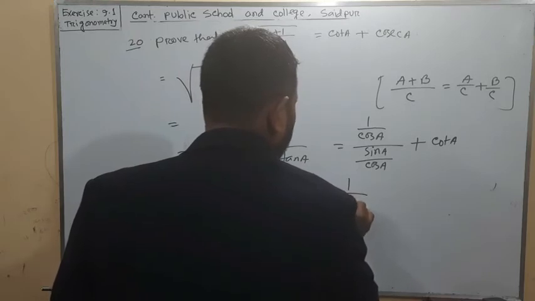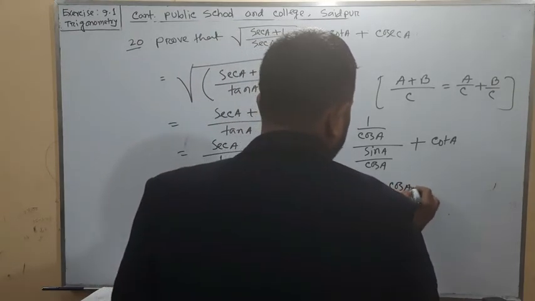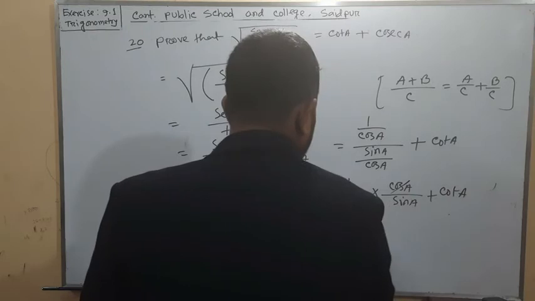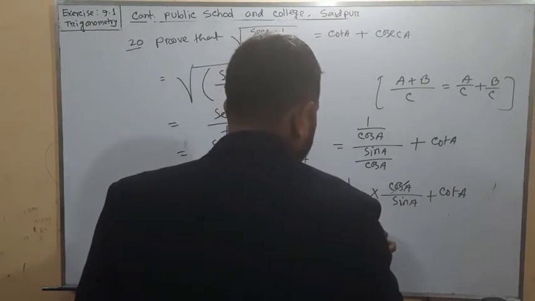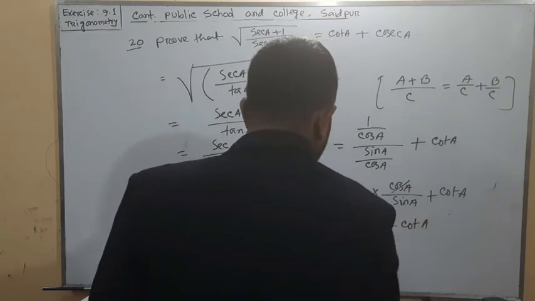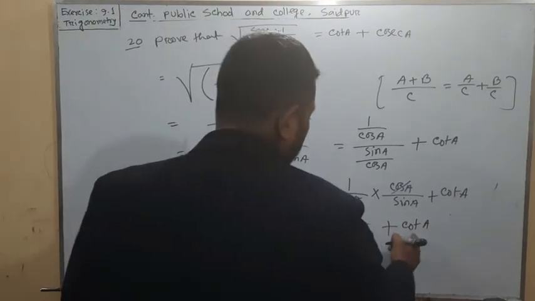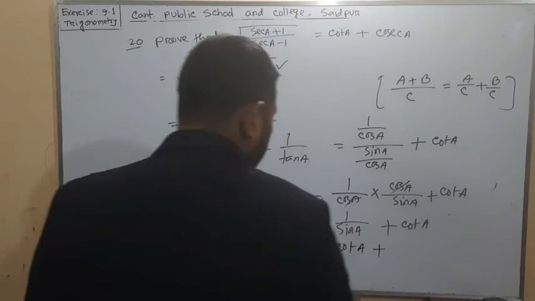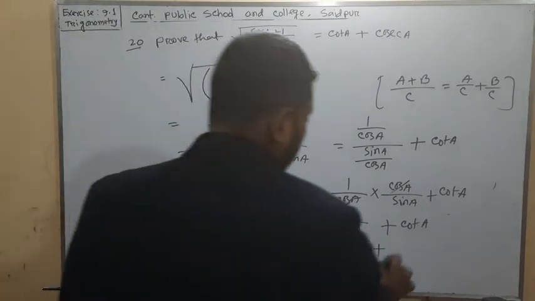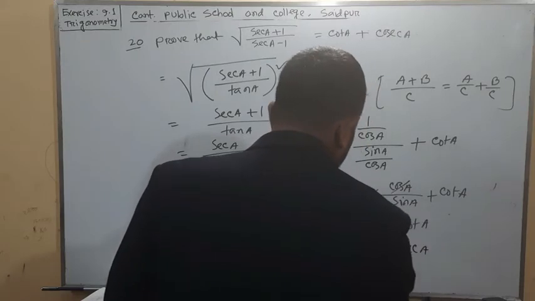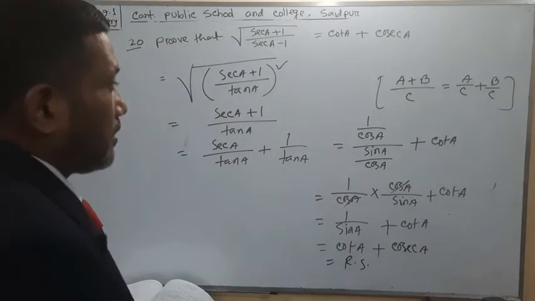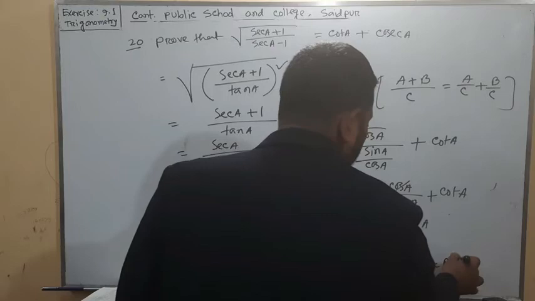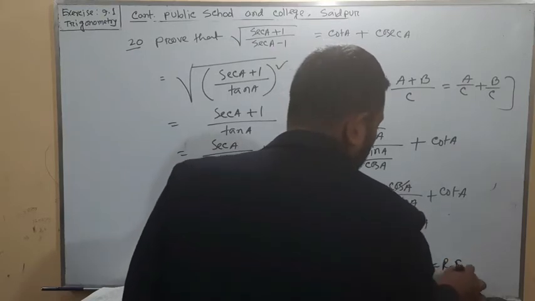So 1 by cos A divided by sin A by cos A, cos A and cos A cancel, then we get 1 by sin A, plus cot A. Dear learners, if we write cot A first and 1 by sin A, we get cosec A. This is the right side, so left side is equal to right side. Proved. This is proved.